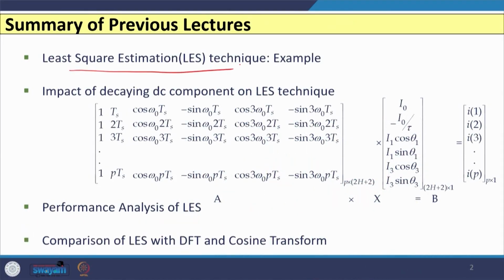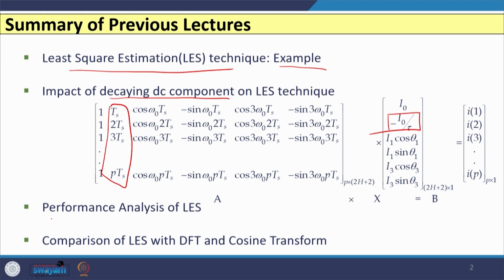Hello friends. In the previous lecture we discussed the least square error estimation technique, and in this technique we saw one example also. After considering an important example of LES, we modified the same LES when we apply it for a decaying DC component. Finally, we obtained the equation A into x is equal to B, where this portion is modified in the A matrix, whereas this portion is also modified in the X matrix, which is unknown.